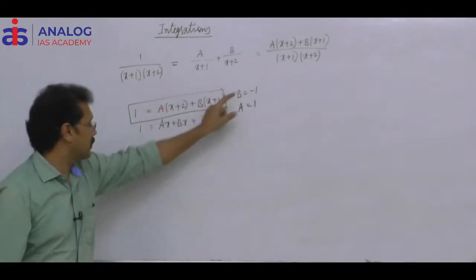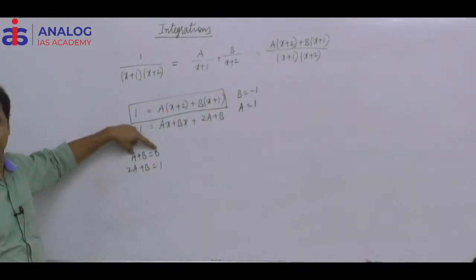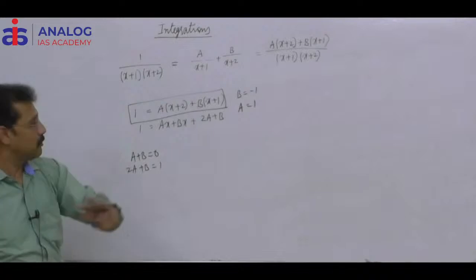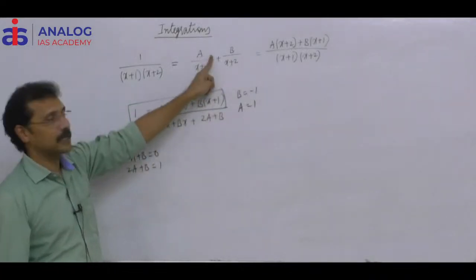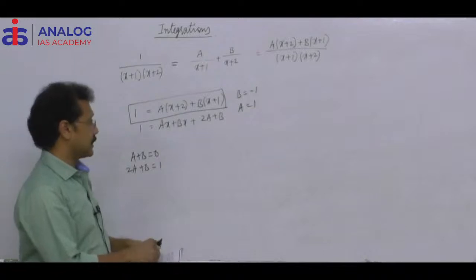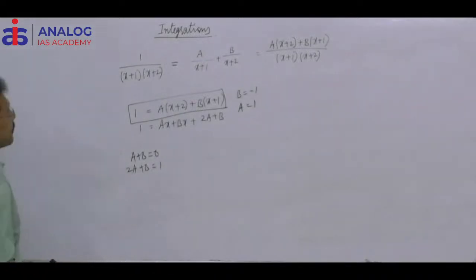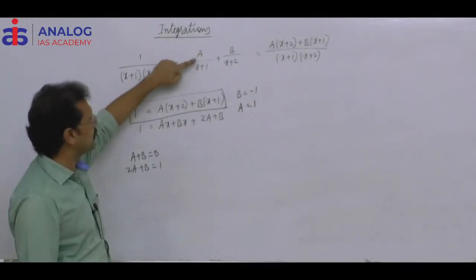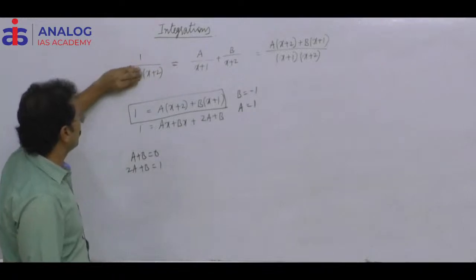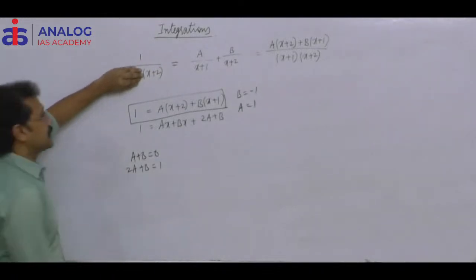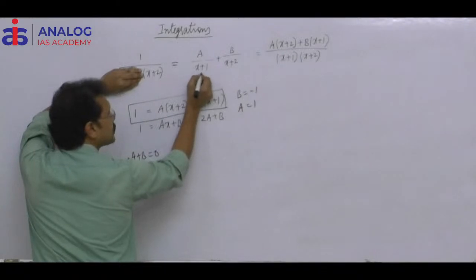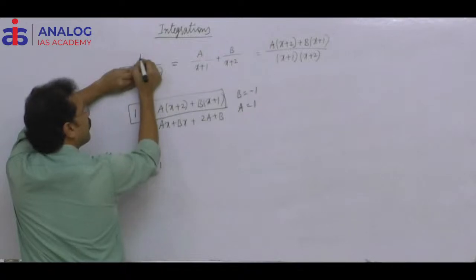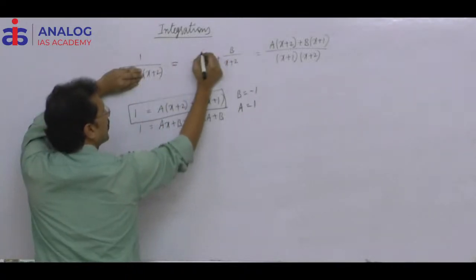So if you want, you can verify a plus b equal to 0, 2a plus b equal to 1. It's verified. Another technique, you don't need to do even all these things. From here itself you can get the answer. How to do that? That is something like this. So what you have to do is, if I need to get a, which is the numerator of x plus 1, then on the left hand side close x plus 1 and substitute x equal to minus 1. Put x equal to minus 1, minus 1 plus 2 is 1, 1 by 1 which is 1, equal to 1.